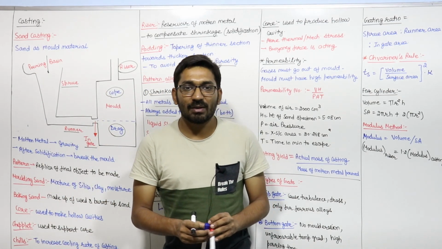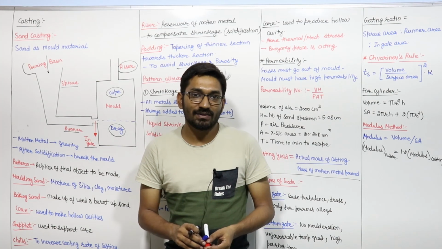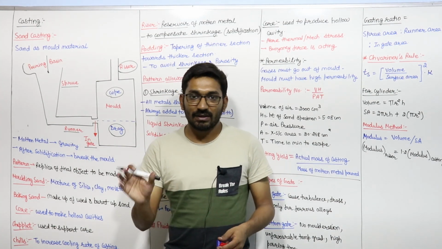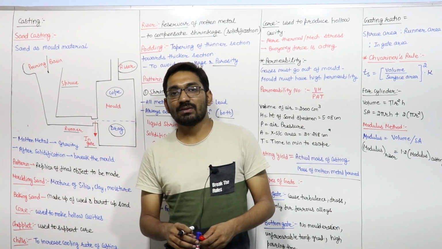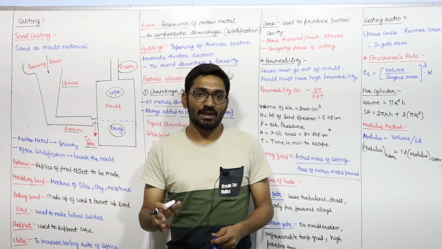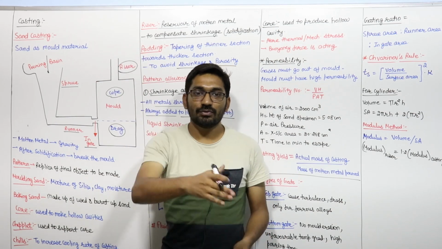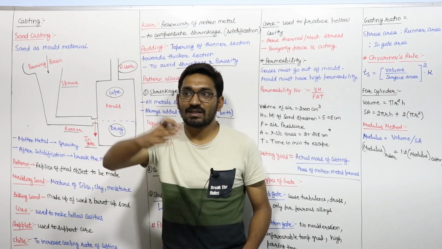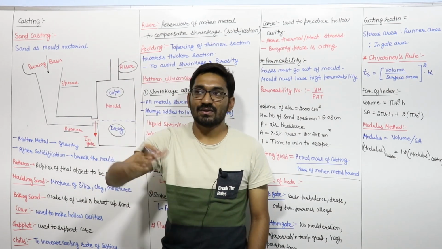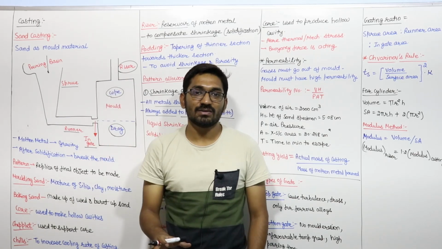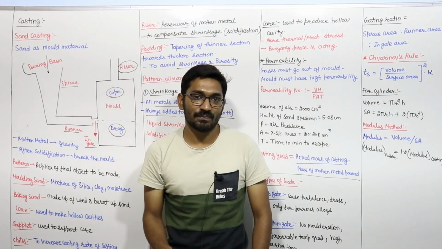Let us say we have some molten metal at 1000 degrees Celsius in the liquid state, and let us say that the solidification temperature is 400 degrees Celsius. From 1000 degrees to 400 degrees, the phase is liquid, but the temperature decreases. Because of this, some shrinkage occurs, which is known as liquid shrinkage.